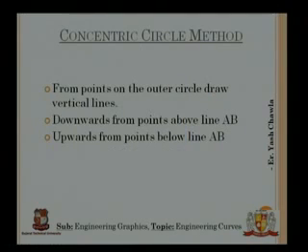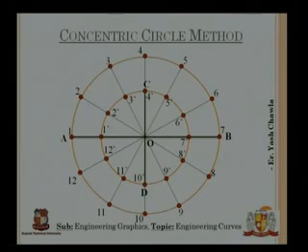Now first I'm going to take the points of the outer circle and draw vertical lines through them, exactly perpendicular to the major axis. From the points above the major axis, I'll draw lines vertically downwards, and from the points below the major axis, I'll draw lines vertically upwards. 2, 3, 4, 5 and 6 are above AB, so I'm going to draw vertically downwards lines like this. Now 8, 9, 10, 11 and 12 are below AB, so I'm going to draw vertically upwards lines.